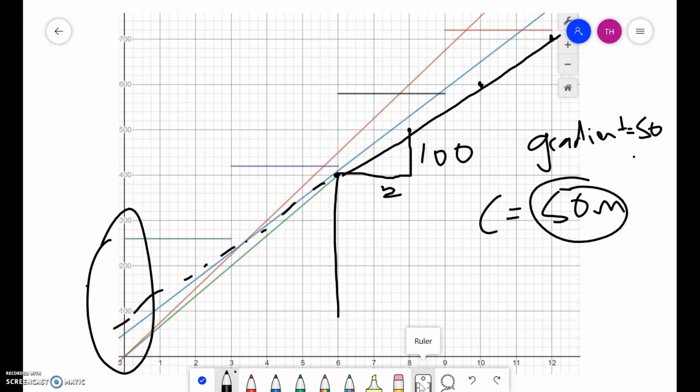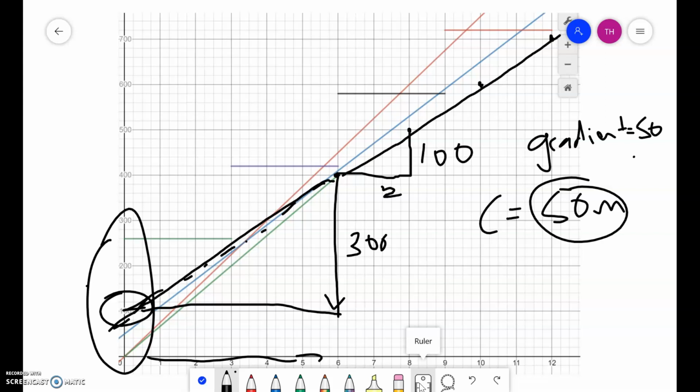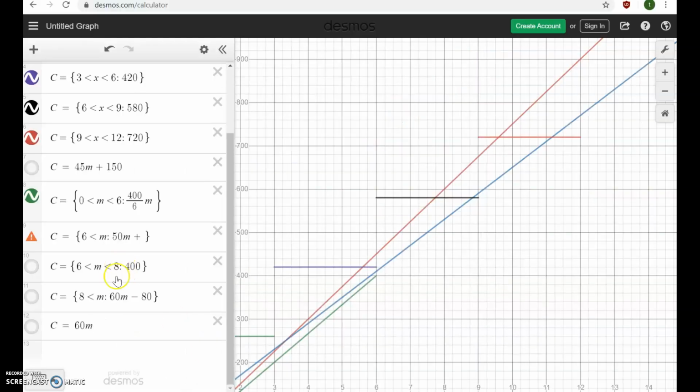So gradient's 50m for 6 months. That's going to mean it's $300. So if we're going backwards, I'm going to go down 300, which would take me to 100 to get to here. That would make it my y-intercept. So I would end up there if I continued the line. My equation would be C equals 50m plus 100, and I can put that in. Am I still recording? Yep. 50m plus 100. Now this is just one way of doing it. There are so many ways you could do it.